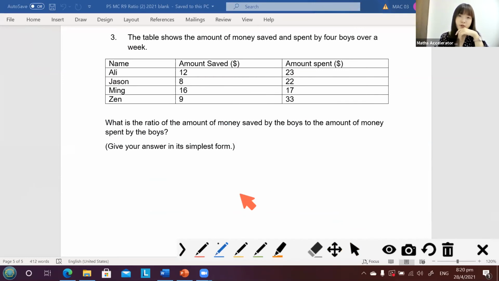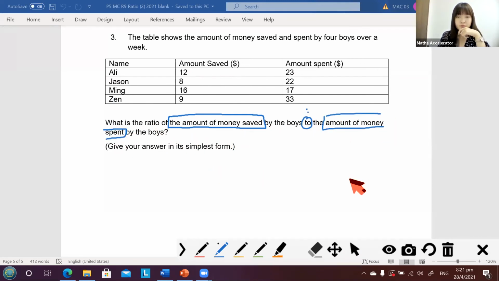Now the table shows the amount of money saved and spent by 4 boys over a week. Okay, what's the ratio of the amount of money saved by the boys to the amount of money spent by the boys? Give your answer in its simplest form. So we need the amount of money saved to, okay, the amount of money spent. So we only have the individual amounts, so we need to add it up.